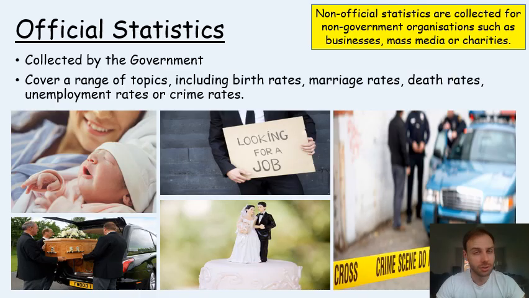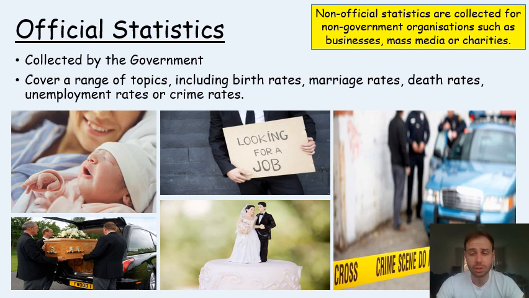Okay, so there are two types of statistics that we can look at: official statistics and non-official statistics. Now, official statistics are collected by the UK government, and they are released by the government and groups that work for the government. The most common group is the Office for National Statistics, or the ONS.